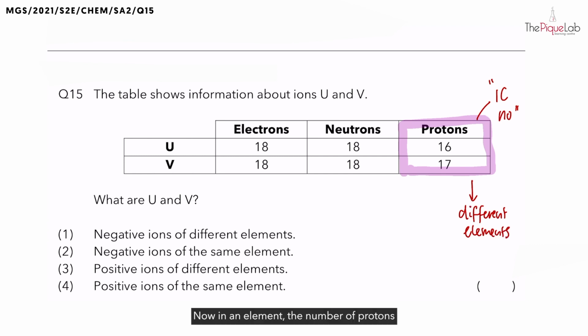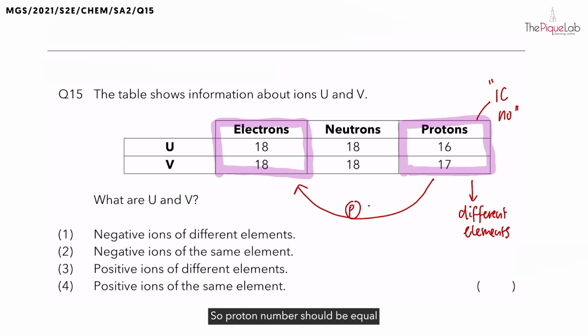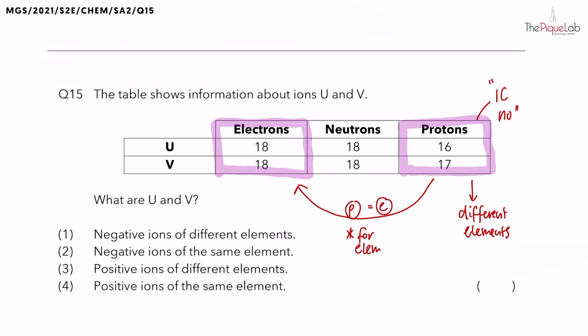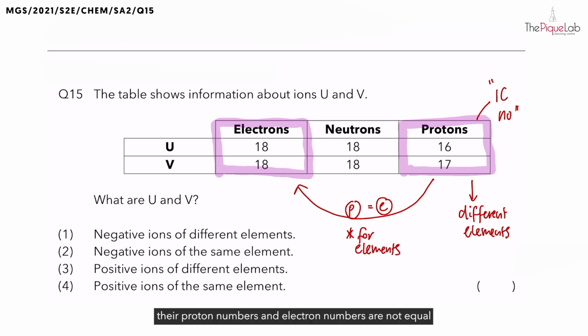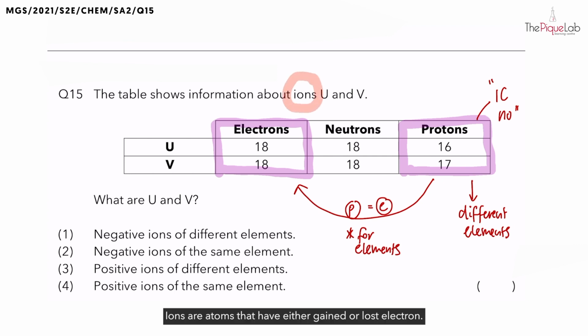Now in an element, the number of protons should equal to the number of electrons. Going to write that down. So proton number should be equal to electron number for elements. You can see that for U and V, their proton numbers and electron numbers are not equal. And if they're not equal, this tells me that U and V are ions. And what are ions? Ions are atoms that have either gained or lost electron.